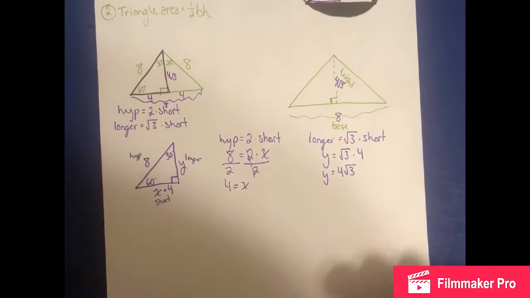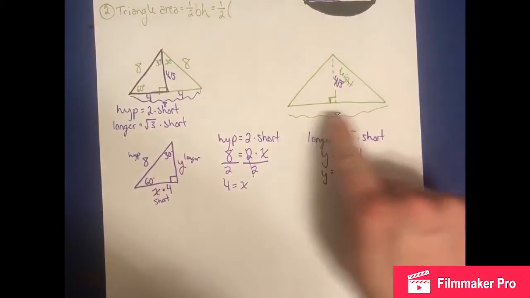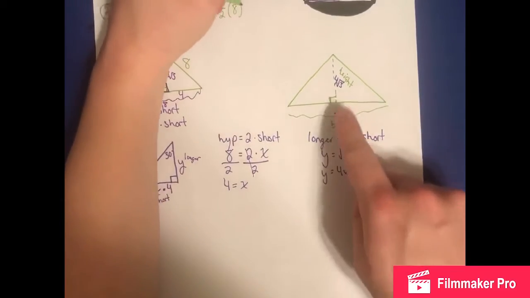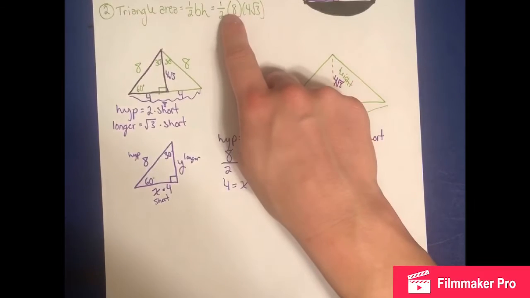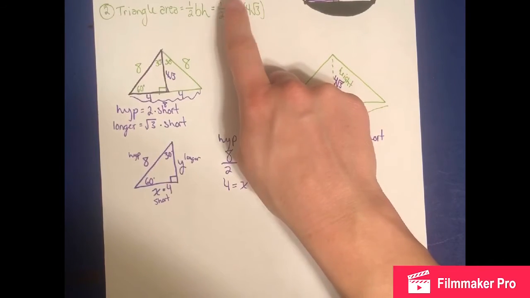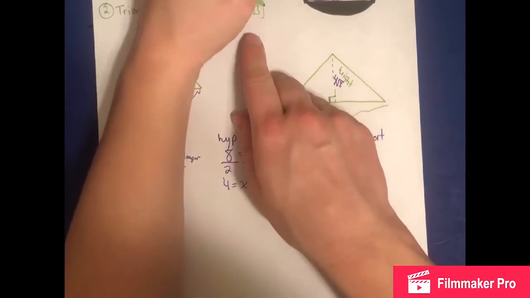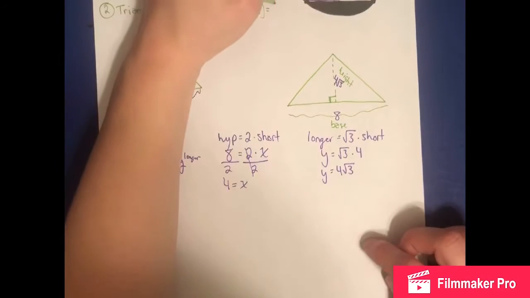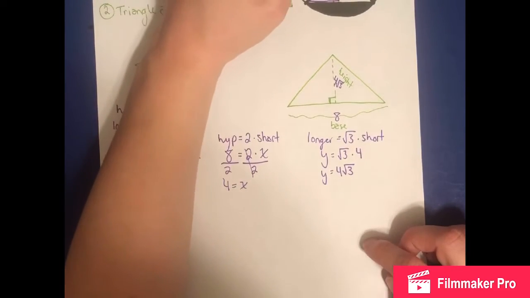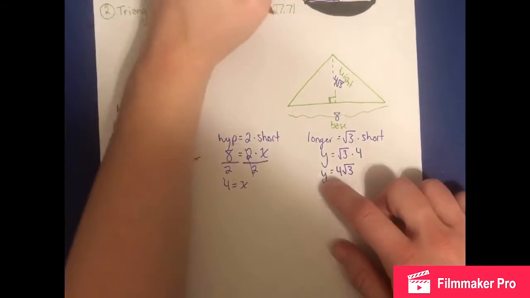So I have area equals 1/2 base times height, so it's 1/2, base is 8, height is 4 root 3. Half of 8 is 4. 4 times 4 is 16, so 16 root 3. I plug 16 root 3 into my calculator and I get 27.71. And that's the hard part of this problem.